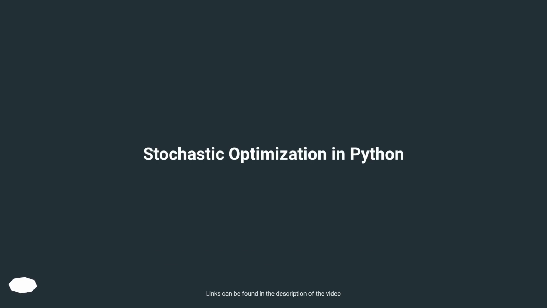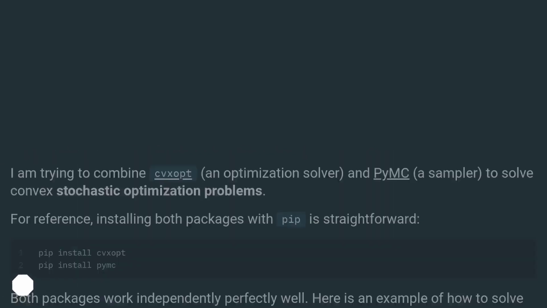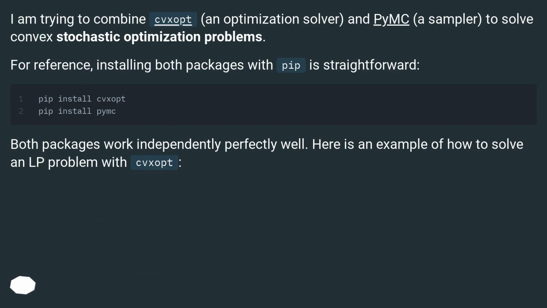Stochastic optimization in Python. I am trying to combine cvxopt, an optimization solver, and pymc, a sampler, to solve convex stochastic optimization problems.